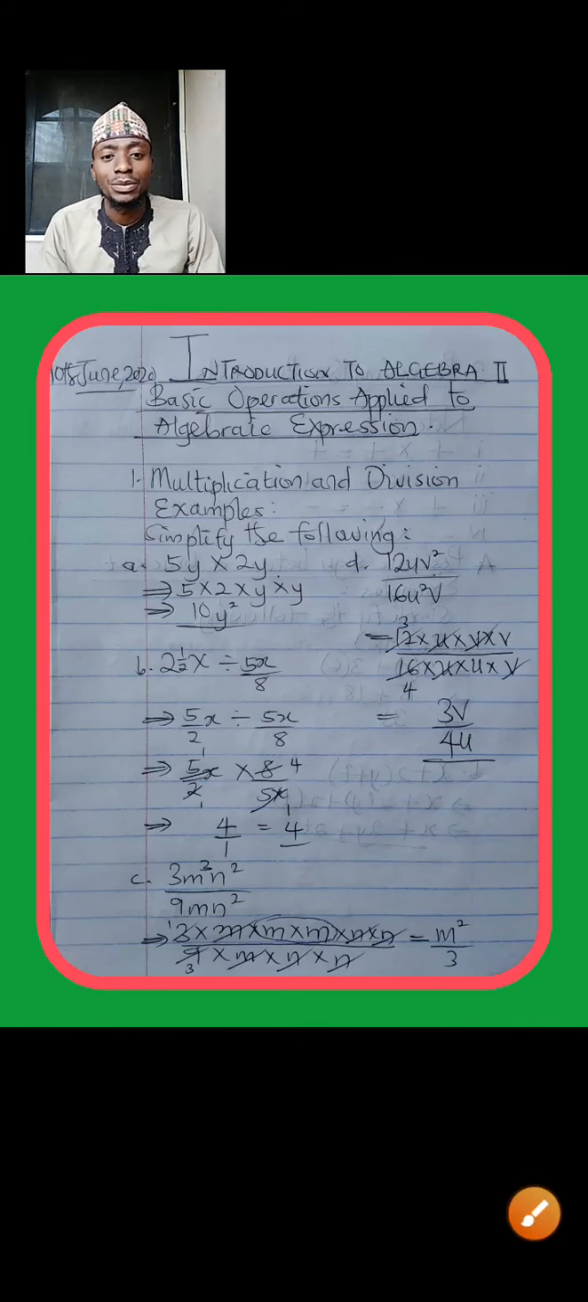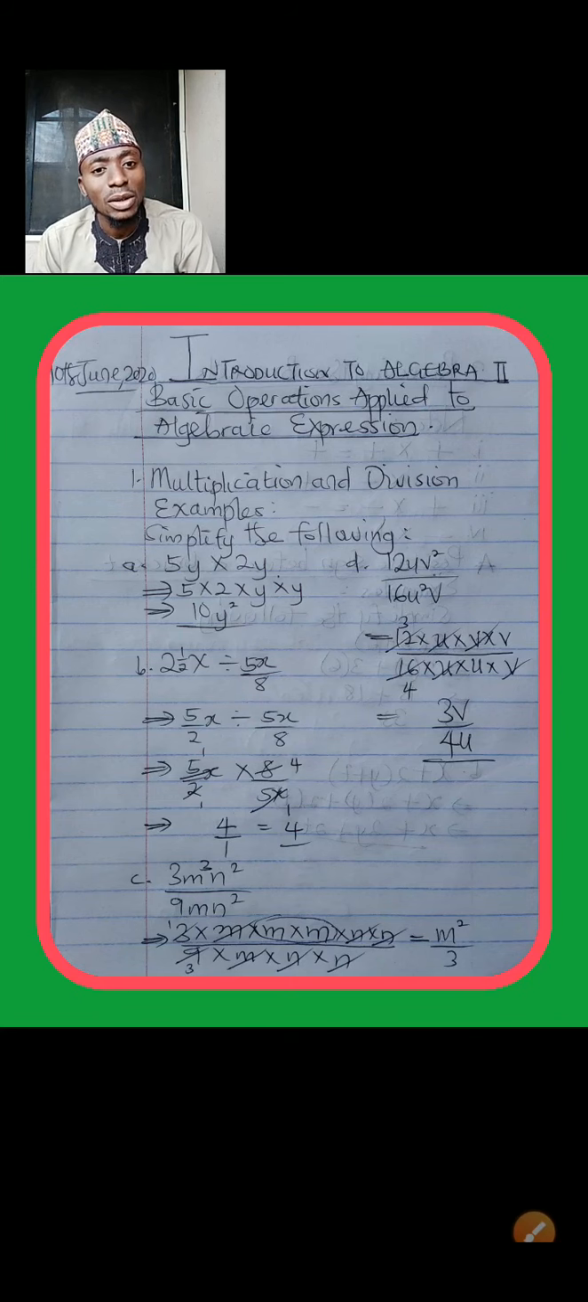Rahim. The topic before us is Introduction to Algebra. This is our second period for this topic. We'll continue. We've done addition and subtraction under basic operations applied to algebraic expressions. Now we are taking multiplication and division. So look at the examples.